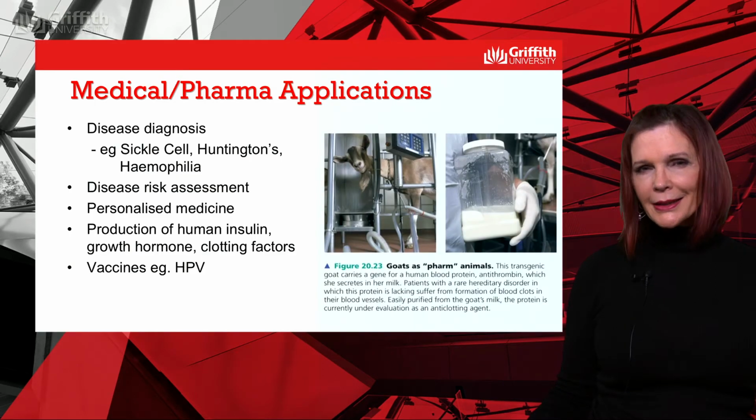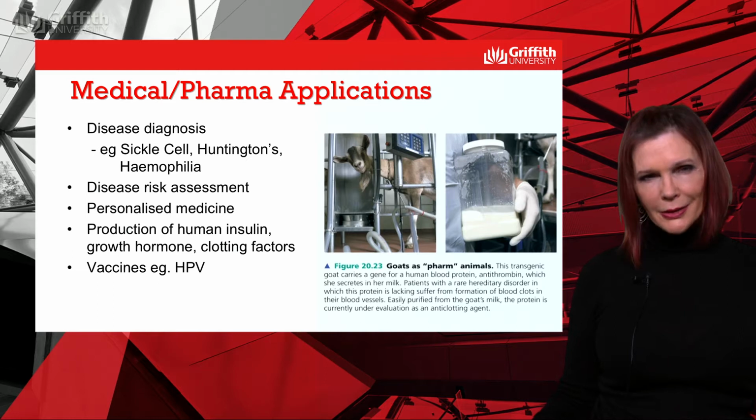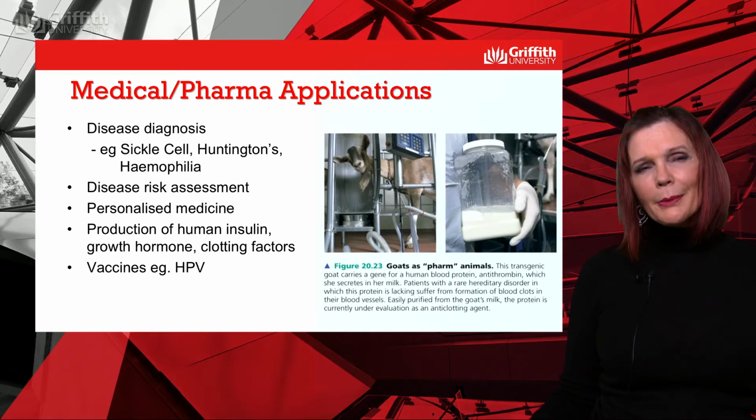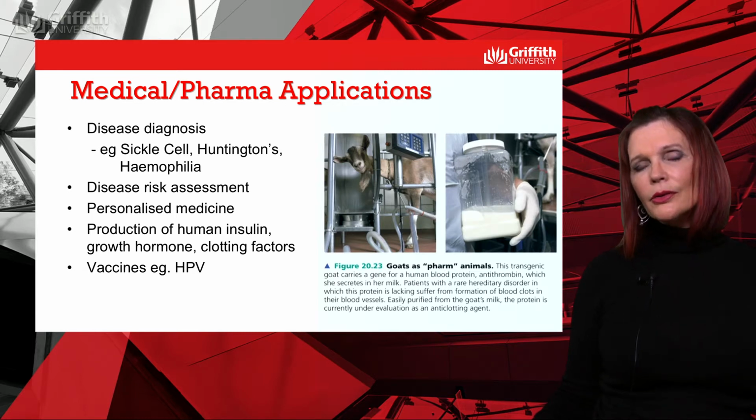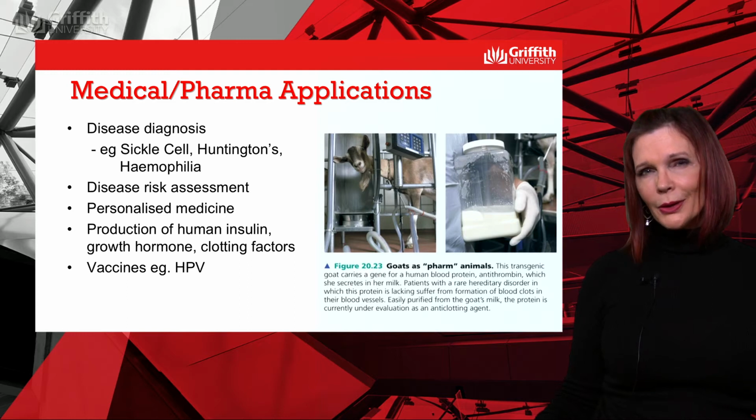Now that we've explored the techniques, let's look at some more applications of biotechnology. By examining a person's DNA sequence and identifying mutations, several genetic conditions such as sickle cell disease, Huntington's disease and haemophilia can be diagnosed, or disease risk can be assessed. We saw how cloning produces insulin, and it can also produce other human proteins such as clotting factors by adding the gene to the genome of mammals. So here, a transgenic goat secretes thrombin in her milk.